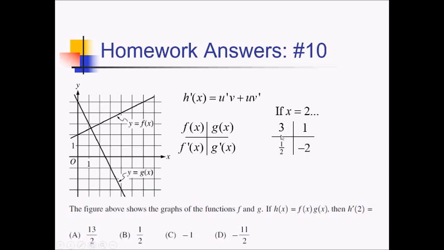Putting it all together, we've got u prime v, so 1/2 times 1, plus uv prime, so plus 3 times -2. The answer is, of course, simplified, so let's go ahead and do that here. This is 1/2 minus 6. Well, that's really 1/2 minus 12 halves, which is -11 halves. So that's going to be choice D.